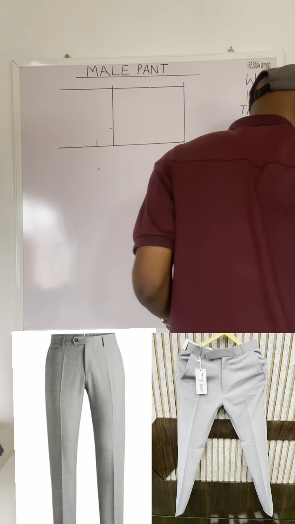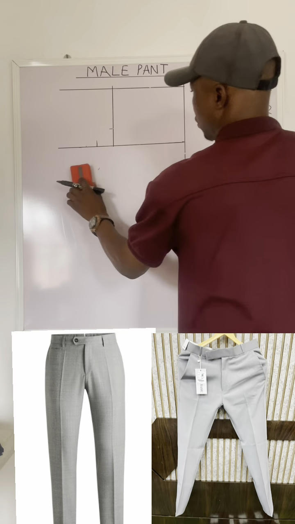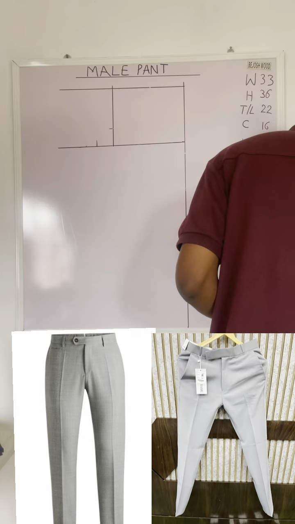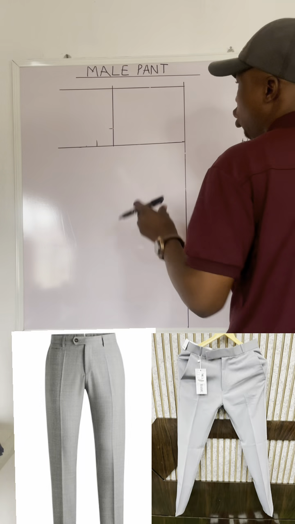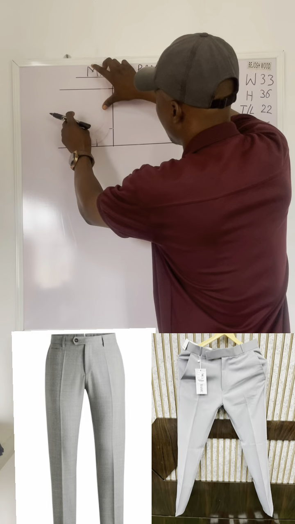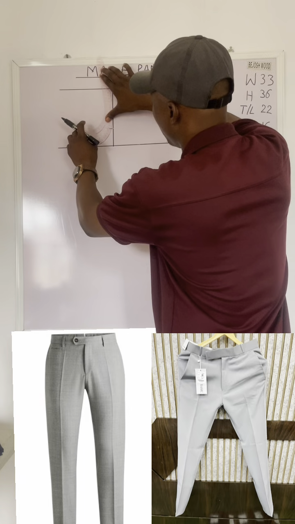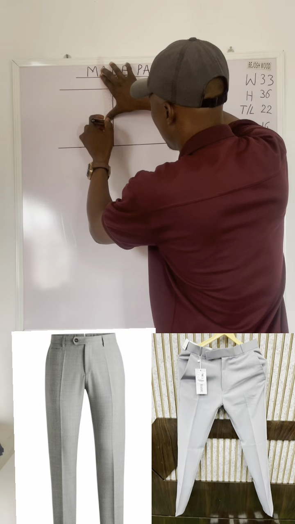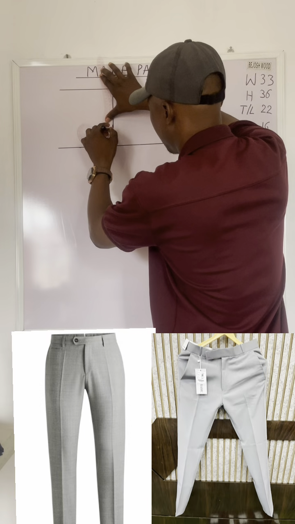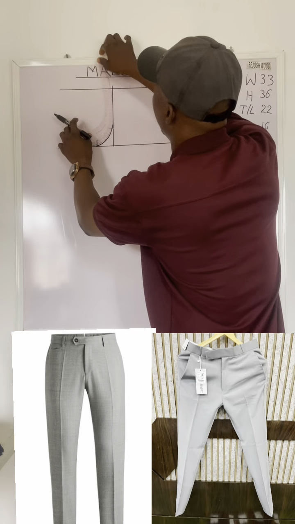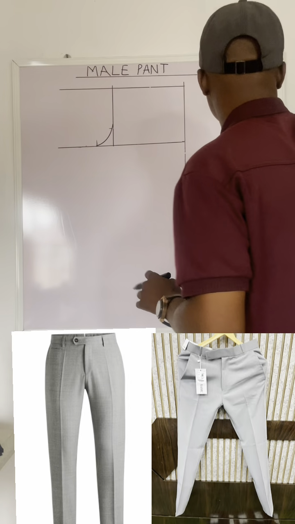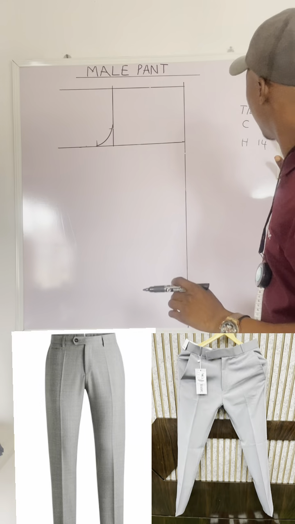Good. So the next thing I want to do now is take your cuff ruler and cuff this. And if you don't have a cuff ruler, you can just use your hand to cuff it. Excellent. Now, the next thing we want to do is determine the calf line.